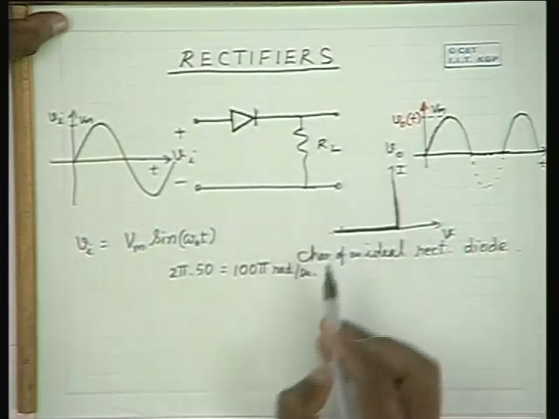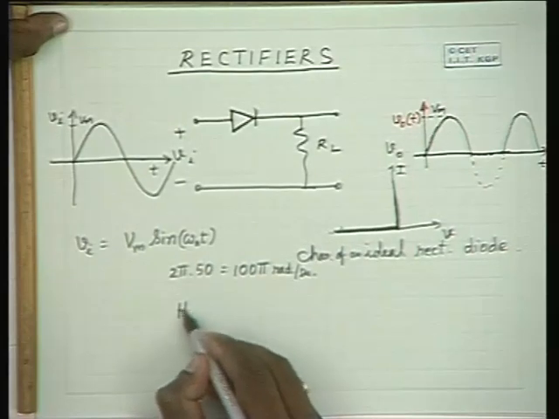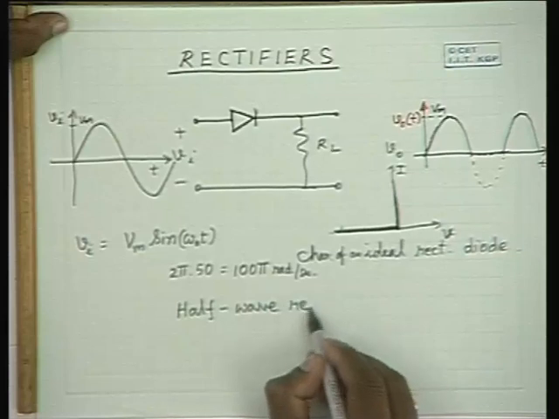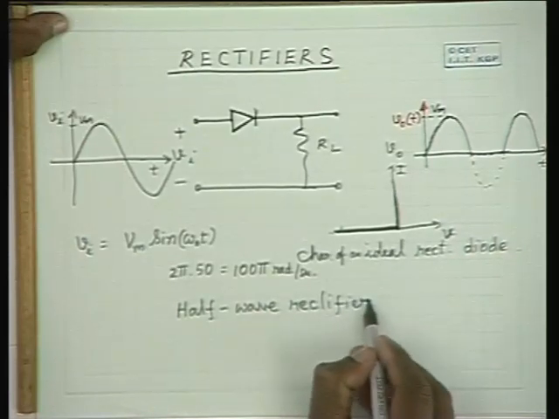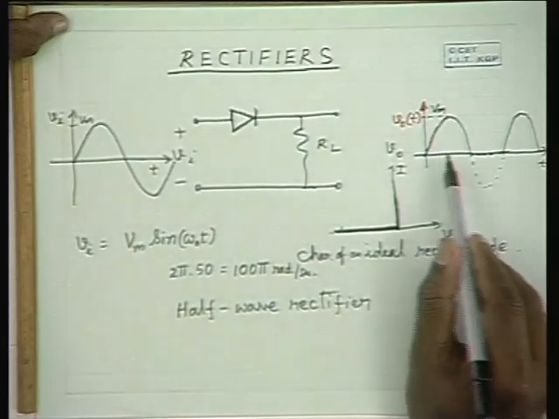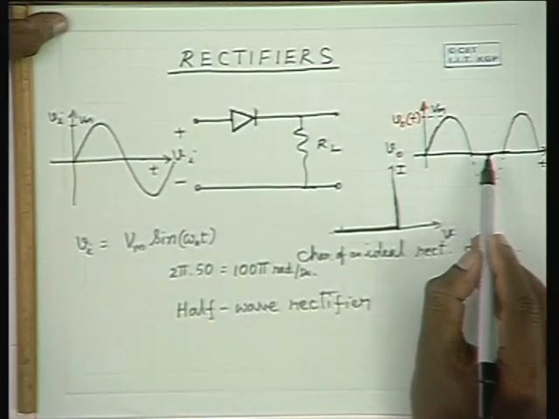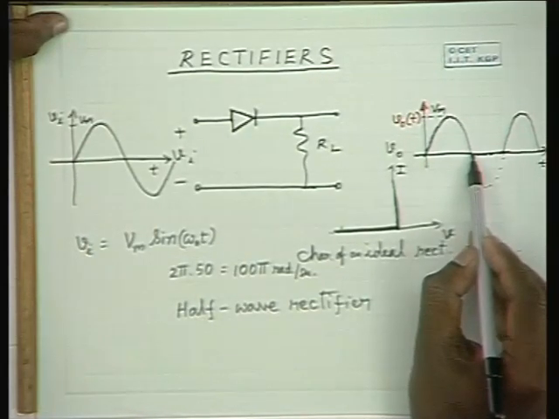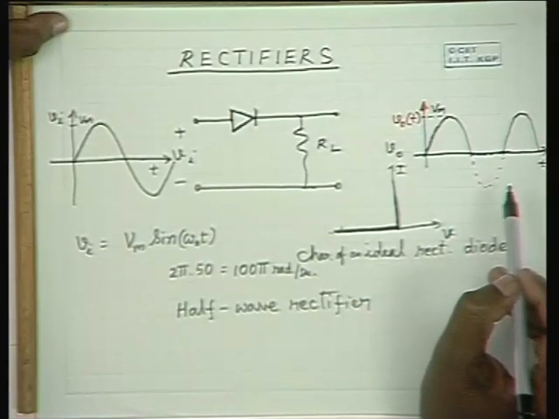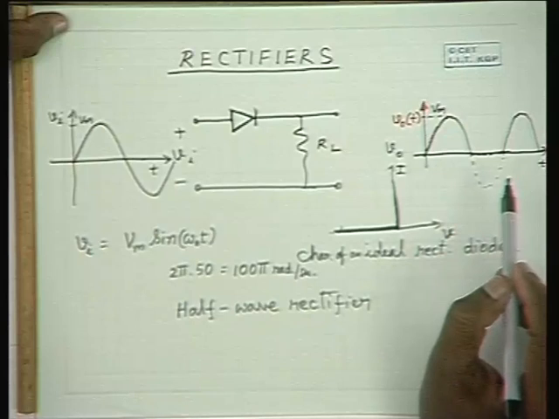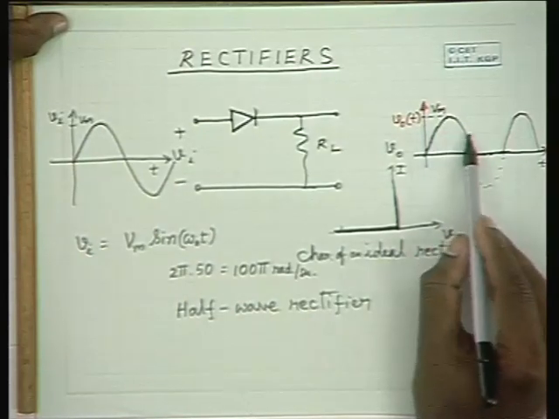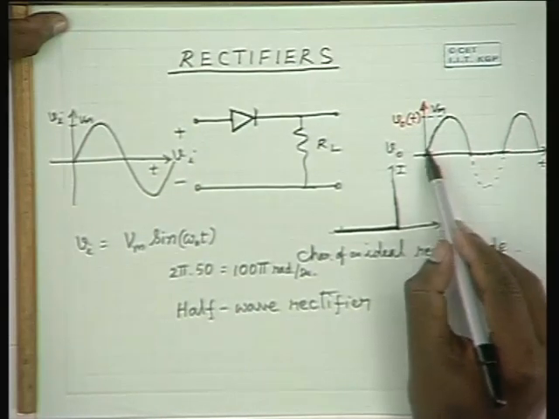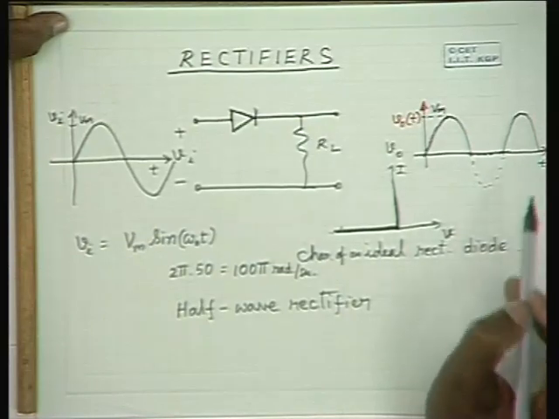So this kind of rectifier is known as a half wave rectifier. It rectifies and produces only half wave in the output. For every one cycle, you have half of the cycle present, the positive half. Therefore, it is known as a half wave rectifier. Now the rectified voltage is like this. It doesn't go negative, it is only positive like this.